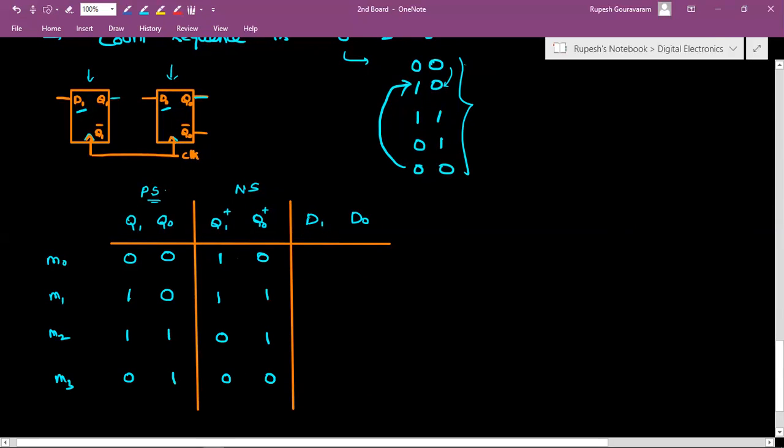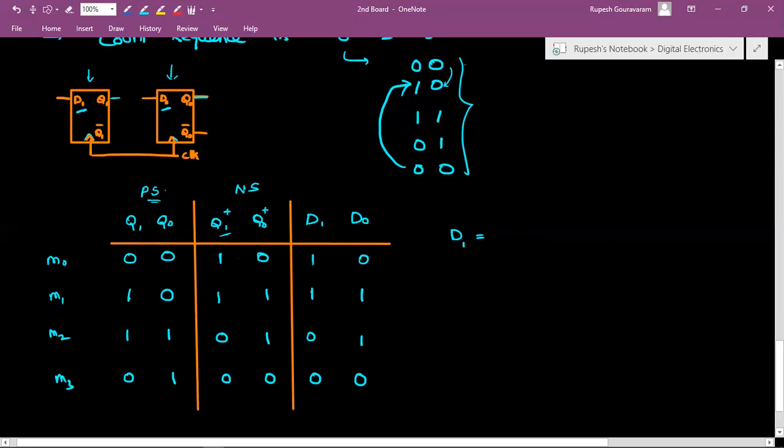D, whatever is there, that same will be replicated as Q1 plus. Okay, that is the next state depends on the D value. So Q1 plus is same as D1. So here it comes 1 1 0 0, and D0 is same as Q0 plus. So it is 0 1 1 0. Okay, so from this, what can I write D1 as?